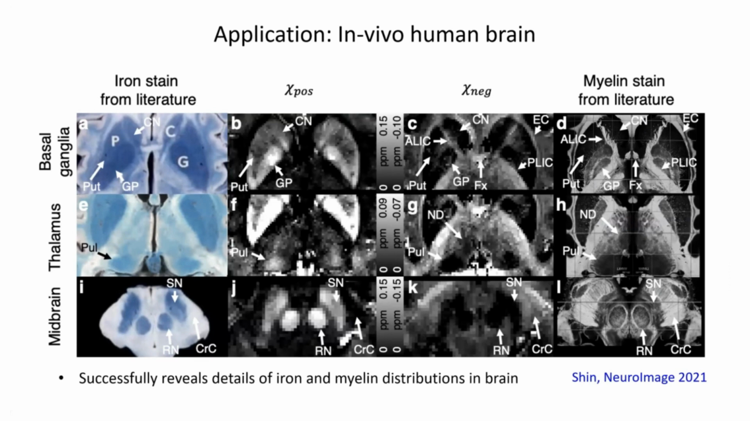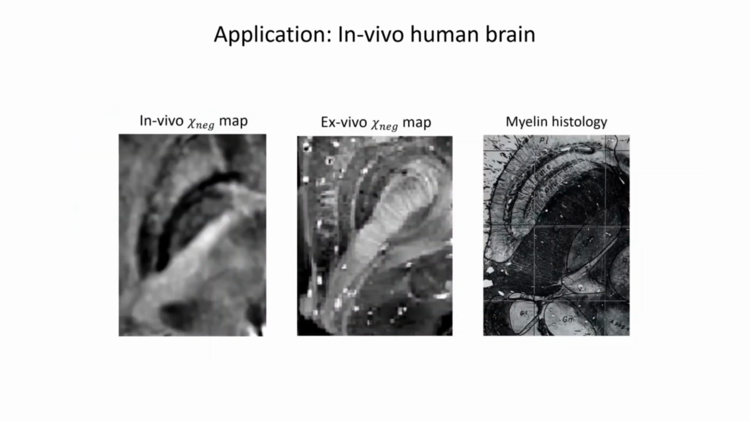And this is one of the results that I really like. This is the myelin histology result, and this is ex vivo on the negative chi susceptibility map, at a resolution of 350 micrometers. And this is the in vivo result of 0.7 millimeter isotropic voxels.